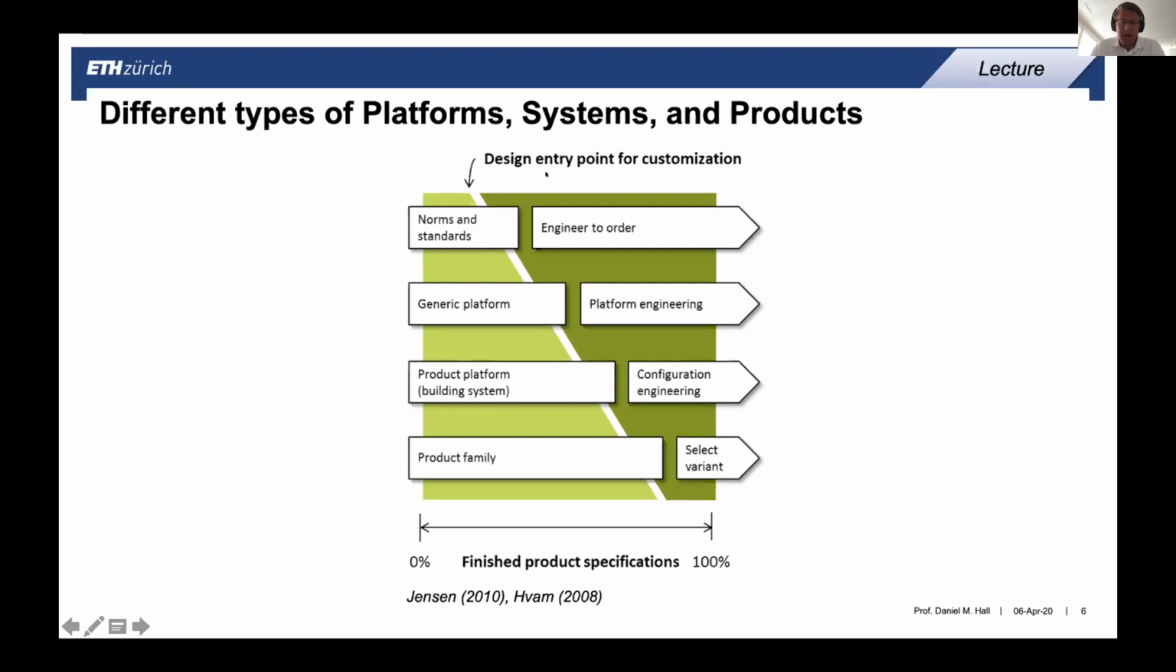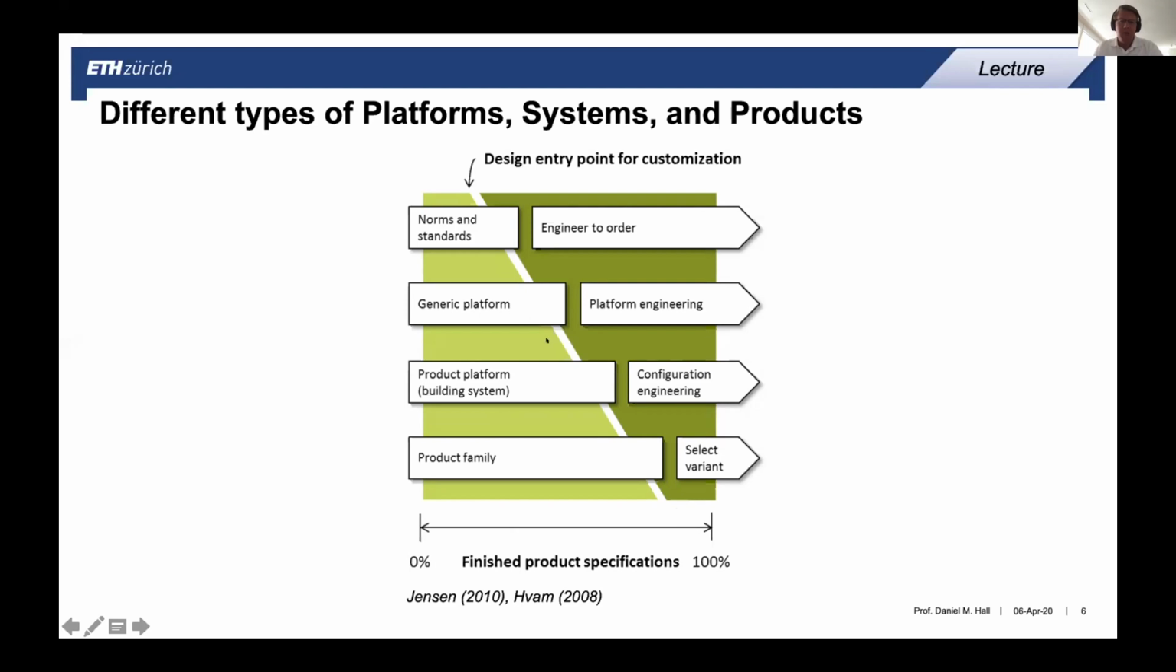So for example, let me first explain how the diagram works. If you go from left to right, from 0 to 100%, this represents the degree of finished product specifications. So how specific are the exact specifications about the product that are going to be made? And here across this diagonal is the design entry point for customization. So as you move over towards this direction, you have a more finished product, but you have less opportunities for customization.